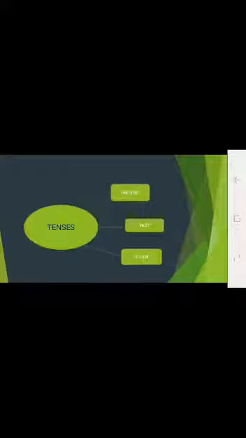Tense indicates the time of action or an event. Tense helps us to know when the action happened or when that particular event happened. We all know generally there are three types of tenses: present, past and future. In present tense there are four forms. That is simple present, then present continuous, present perfect, present perfect continuous.